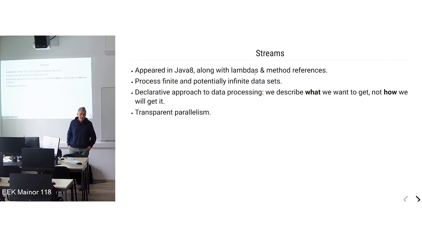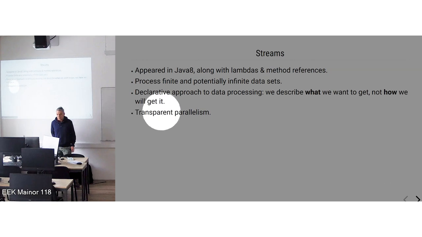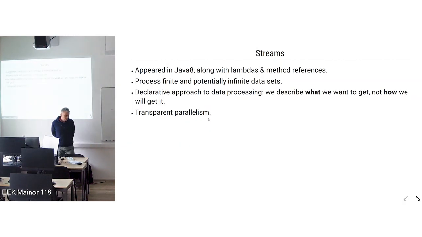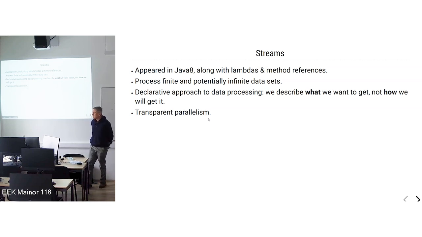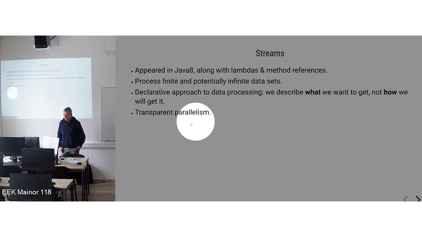This library is called Streams API, and we know everything about Java syntax to use this. This library appeared in Java 8, and yes, it heavily relies on lambdas and method references, and it uses a declarative approach, and among other things, it provides transparent parallelism. So in some scenarios, you can just say to the Java Streams API, please do this task in parallel. Please utilize as many CPU cores as you can, and do this faster. So this is also made for transparent parallelism.